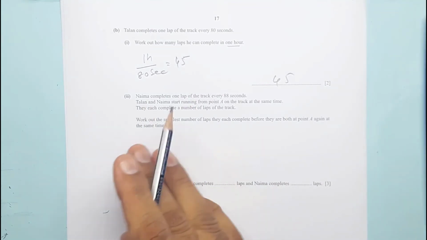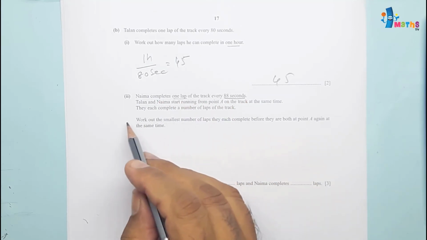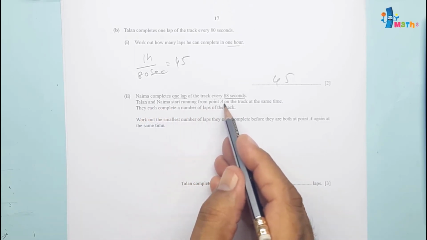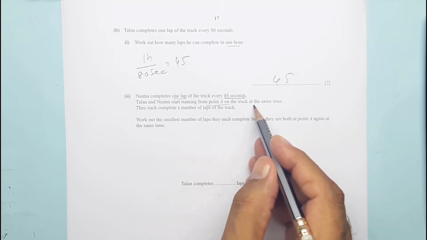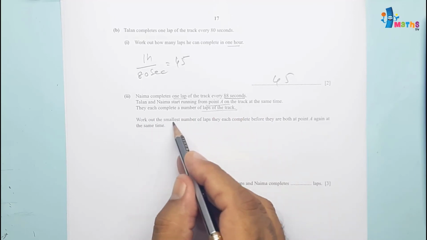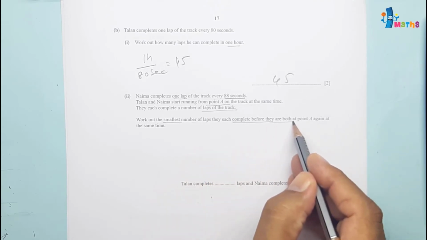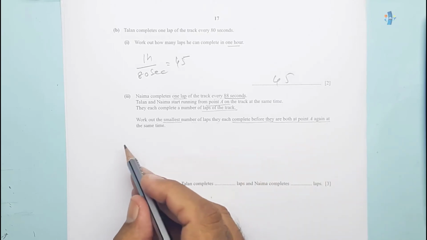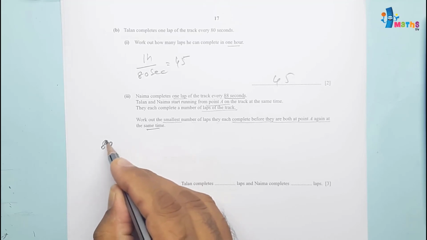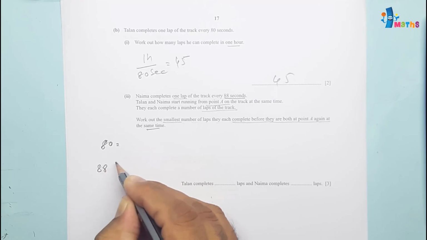Now Naima completes 1 lap of the track in 88 seconds, and Talan and Naima start running from point A on the track at the same time. They each complete a number of laps of the track. Work out the smallest number of laps they each complete before they are both at point A again at the same time. So what we have to do, we have to take the LCM, least common multiple, of both 80 and 88.